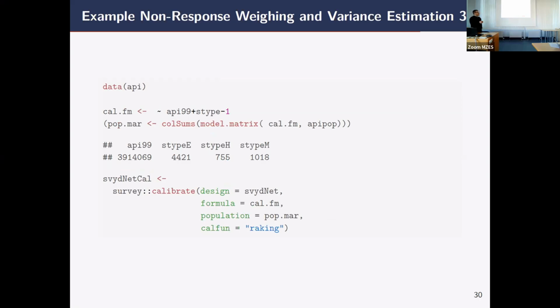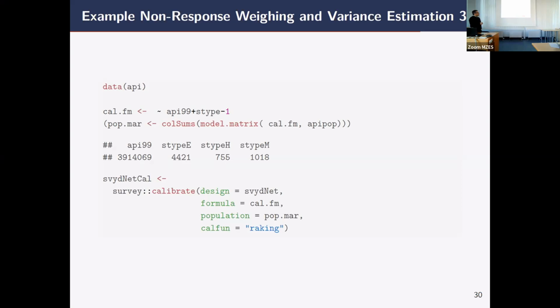Last step here is the calibration. Now I'm calculating calibration weights using the survey package. The population data is stored in this data set APIPOP. That's how it's called here. That comes with the survey package, and you can load that if you've already loaded the survey package with data(api). And I want to calibrate on the total of this academic performance index in the year 1999, and then on school type. So types of school, this is elementary school, middle school, high school. So these are the population totals that my replication weights should replicate.